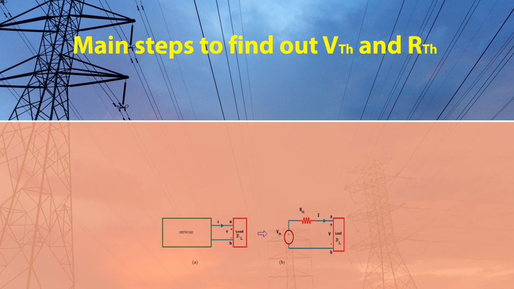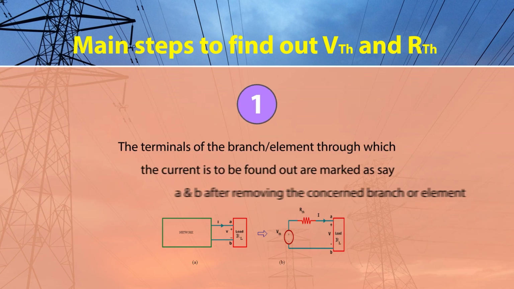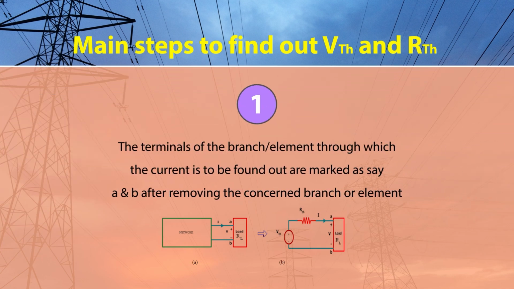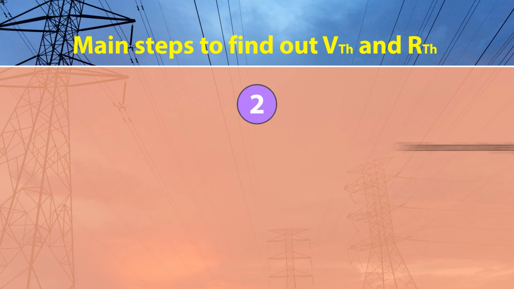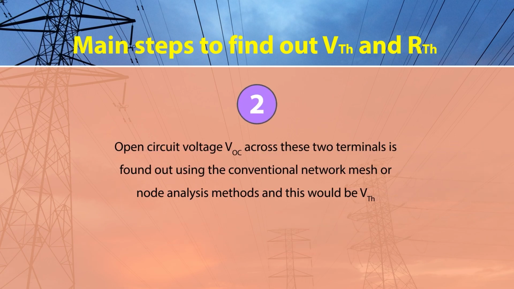These are the steps that you have to follow when calculating the Thevenin voltage and Thevenin resistance. The first step: the terminals of the branch or element through which the current is to be found are marked as, say, A and B, after removing the concerned branch or element. Second step: the open circuit voltage VOC across these two terminals is found using the conventional network methods, mesh or nodal analysis, and this is called VTH, the Thevenin voltage, because the open circuit voltage is the Thevenin voltage.